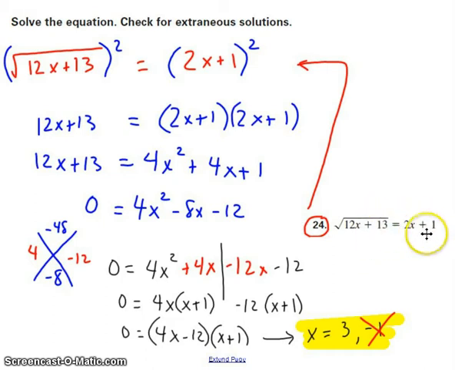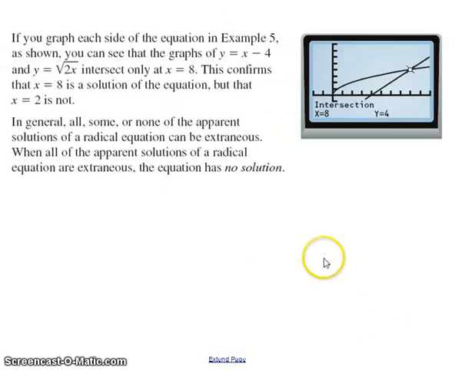The right side would be y equals 2x plus 1. So this will be y1 in your calculator, and this will be y2. You'll have two different equations. If you put those into your calculator and graph it, you'll find that those two lines only cross in one place. They cross at 3. Likewise here, x minus 4 and square root of 2x, if you put both of those equations into your calculator, you'll find they only cross at one place, right here where x is 8.